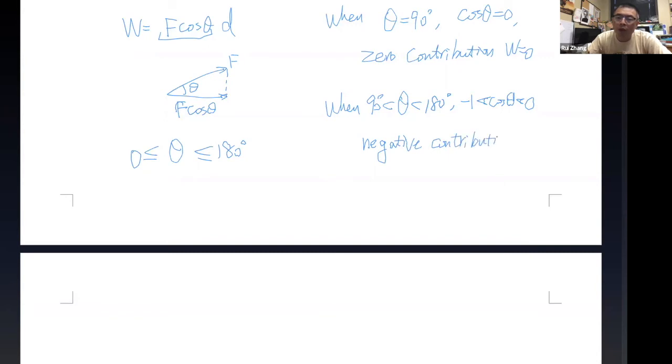Because W is smaller than 0. An example of that would be if you have an object going forward in this direction, with this D, but you have a force trying to slow down the object, like by pulling it backward. This angle theta is going to be in this case, larger than 90 degrees but smaller than 180 degrees. So this force has a negative contribution. You calculate the work done by the force, you get a negative number.